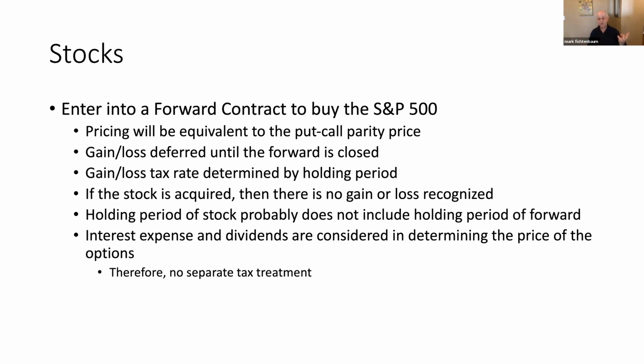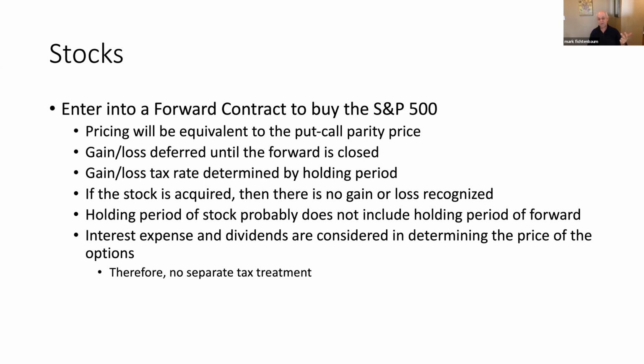But now we've gone over 4 different ways to buy stocks. You could buy the stocks directly. You could enter into options on the stocks, or enter into options on an S&P mutual fund or an S&P ETF. That gives you another set of tax results.